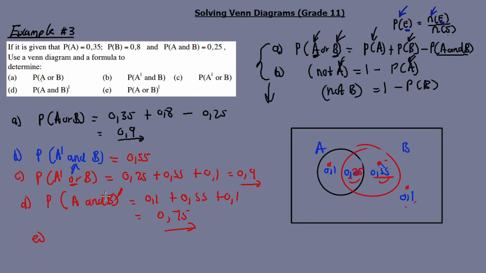E, the last one, the probability of A or not B. So A or B, now A or B, it's a combination of B and not A. So not A or B, the answer is 0.1.